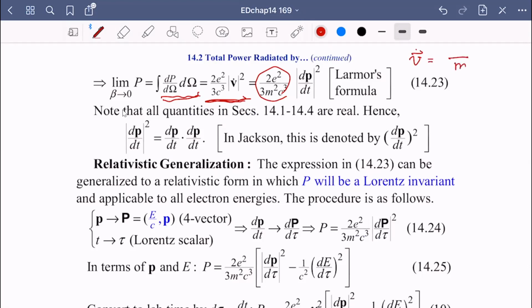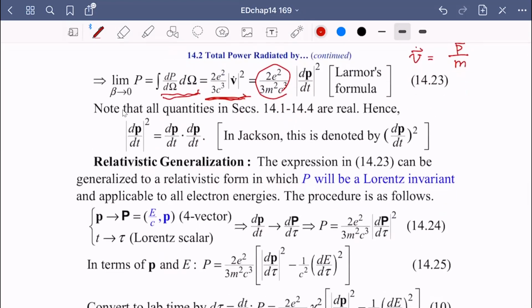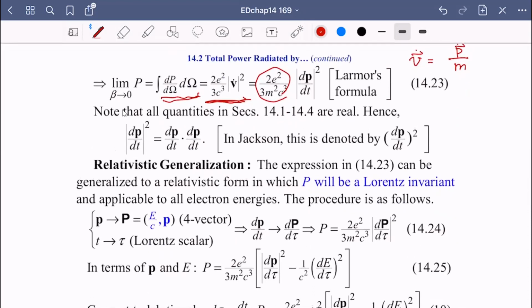And M over P dot. What happened? Oh, sorry. M over P, P dot. So it can be written 1 over M dP dt. Okay, so that's the famous Larmor's formula. Larmor's formula.